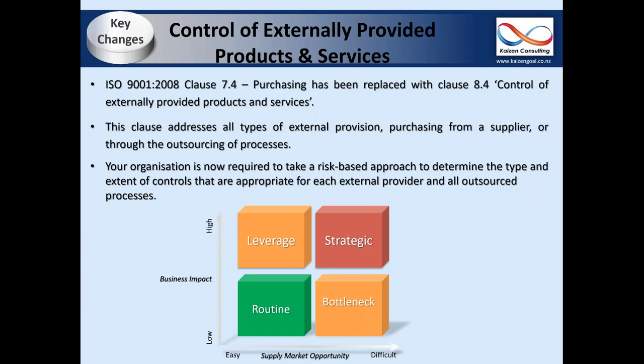Again, an example that we recommend that you use is the impact and the market opportunity. So basically you have low or high impact, easy or difficult market opportunity. If it's a supplier that has a really low impact on your business, and it's also easy to find the product in the market, then it basically falls under the routine category. You would manage it completely differently compared to something that has a high impact and is also very difficult to source in the market. That makes it your strategic category and you would manage it much more closely.